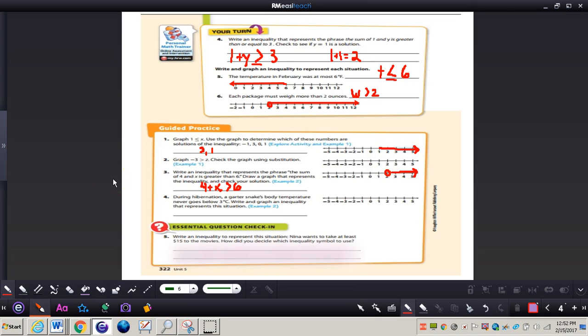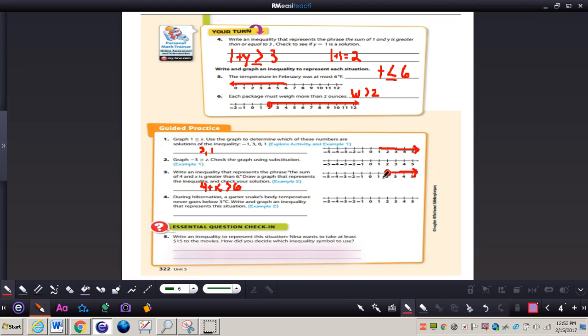So for number 3, we have 4 plus x is greater than 6. So what we have here, we can start at number 2, and to the right of that, we can fill that in, showing that any number to the right of 2, 2 is not a solution, but any number to the right of 2 when added to 4 would be greater than 6.